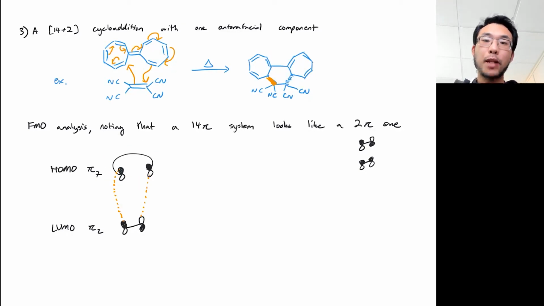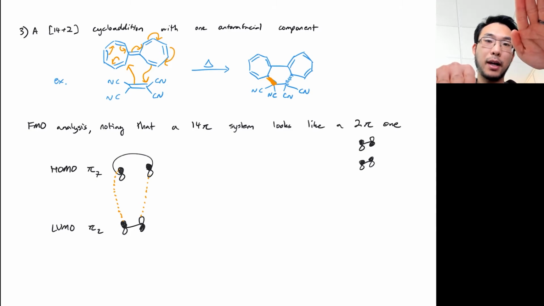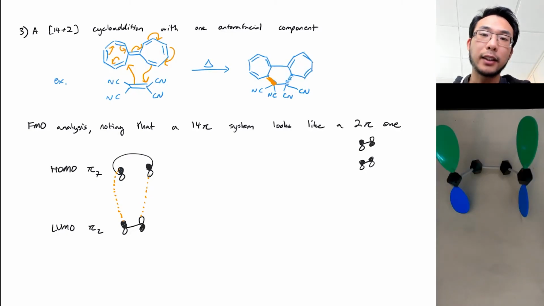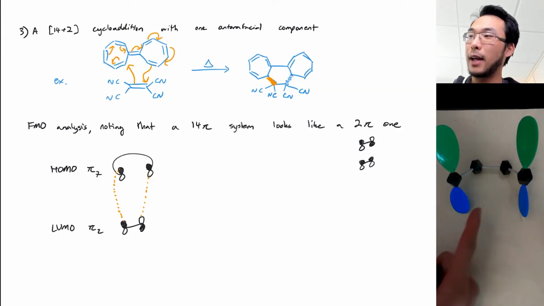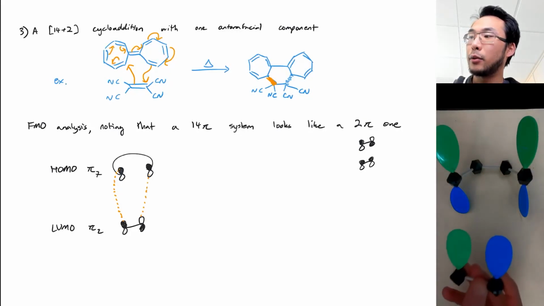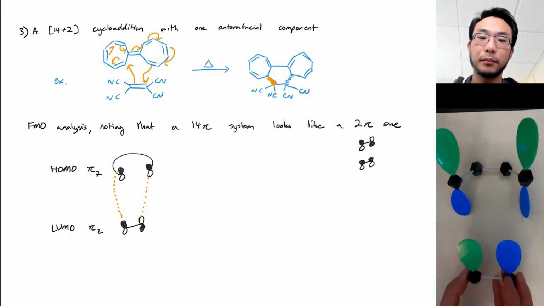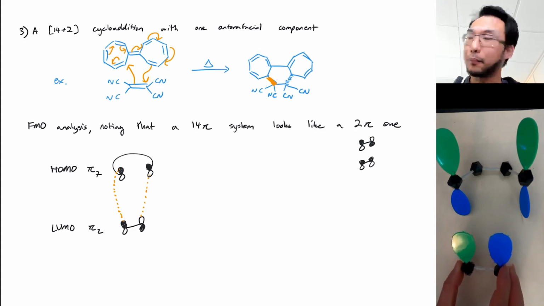And so what we're imagining is that this large pi system can kind of deflect so that we can squeeze in that 2 pi system between the ends there to do it antarafacially. All right, let's look at this in physical model form, and just bear with me and pretend that we have enough atoms here to represent the entire pi system. This is okay since we only care about the ends of the pi system. And here will be the other reacting component, so I guess tetracyanoethylene.